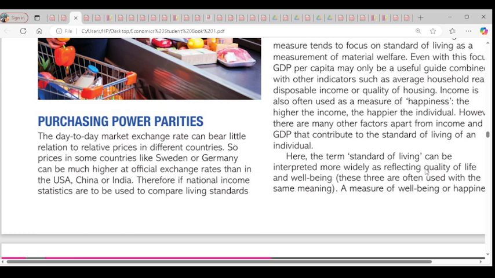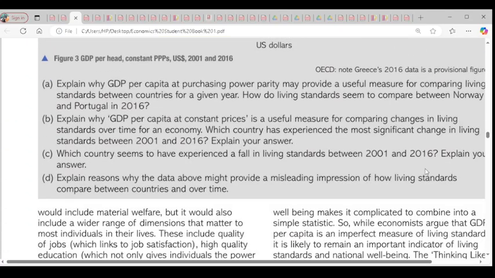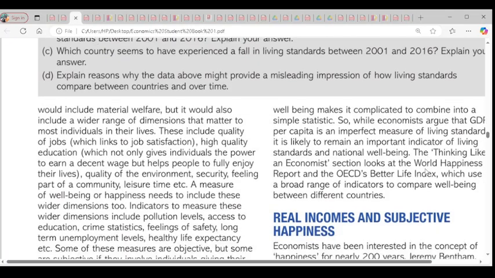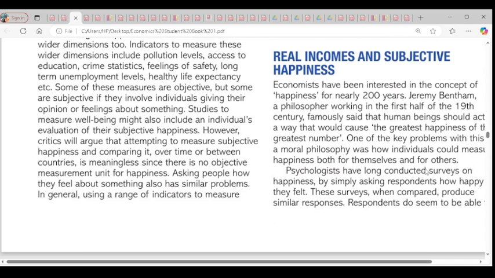How happier they could become. Are you getting it, please? So now that takes us to real incomes and subjective happiness. Because we already stated that income determines happiness, let's see how income is being subjective to happiness. It is important to find the correlation between relative income and happiness.